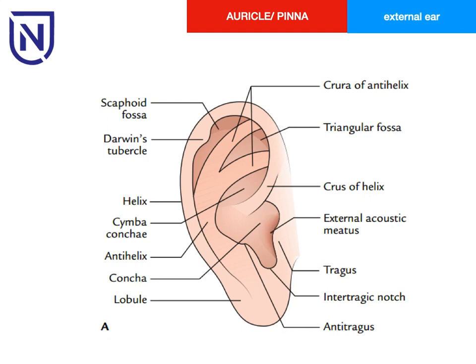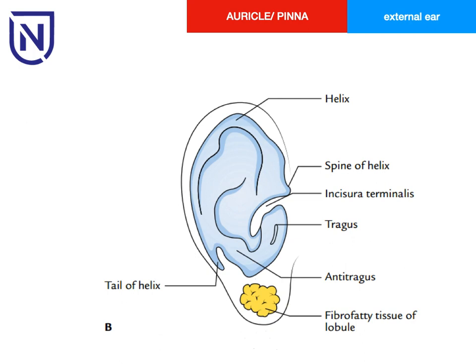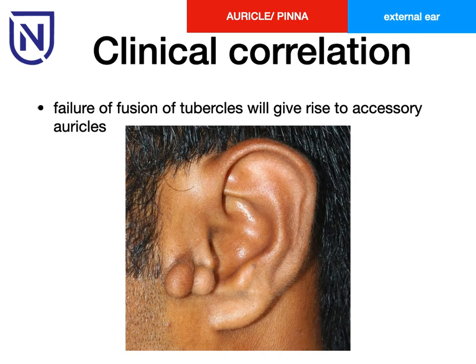The features present on the lateral surface are the scaphoid fossa, Darwin's tubercle, helix, triangular fossa, crus of the helix, concha, lobule, and tragus. These are the important parts of the auricle. Clinical aspect: failure of the fusion of tubercles gives rise to accessory auricles.